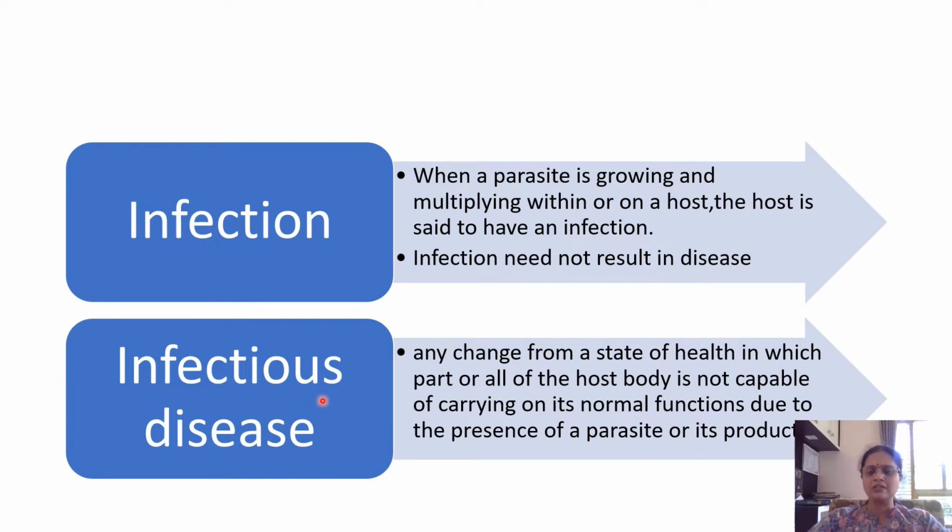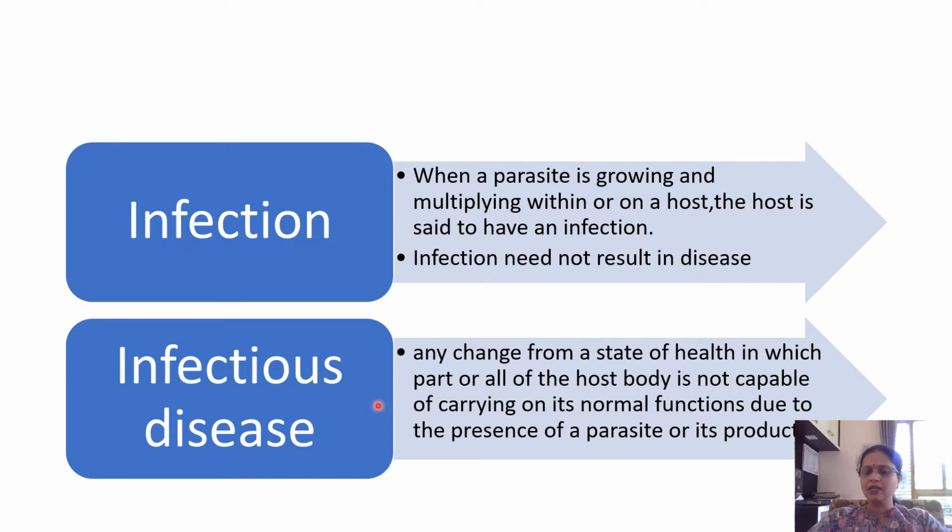In the gastrointestinal tract, the normal function of digestion would have been affected. In the urinary tract, the normal function of urination would have been affected. If such a thing happens, only then we call it a disease, that too infectious disease. If it has been caused by a microbial parasite, then we call it infectious disease. So let us see the definition now.